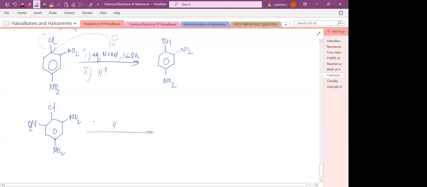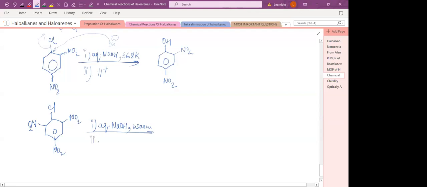Similar condition. Okay, aqueous NaOH in the presence of, and what you are supposed to do, look here, I am decreasing the temperature. When I add more and more electron withdrawing groups, I reduce the temperature because there is no need for more temperature. So in this condition, when you attach three electron withdrawing groups, just warm. You only have to warm it, you don't have to give much temperature. Only just warm the solution.